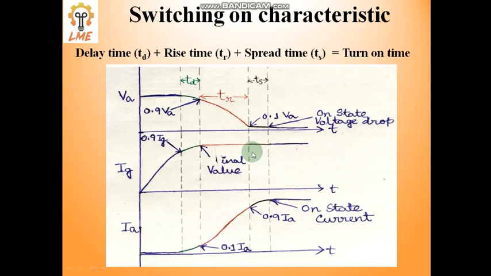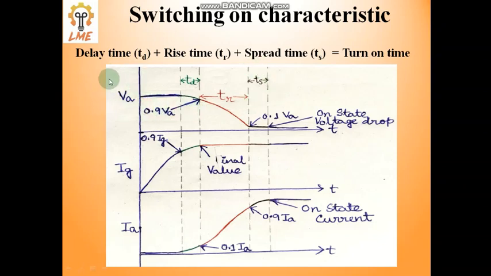Okay, so up to this part is known as rise time, but we cannot define the rise time with respect to gate current, because throughout the period of rise time the gate current is constant. That is why we cannot define the rise time with respect to gate current. Now the last part is spread time.